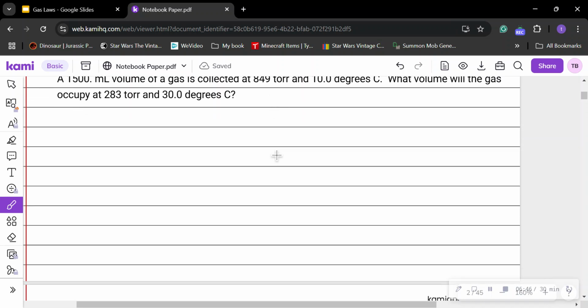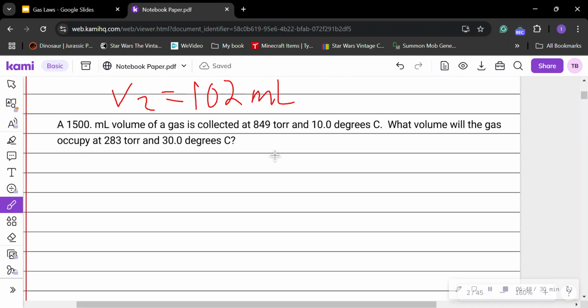So we'll move on to the second problem here. I'll read it, then I'll set it up while you pause the video and try to solve it, and then you check with me. A 1500 milliliter volume of a gas is collected at 849 torr and 10 degrees Celsius. What volume will the gas occupy at 283 torr and 30 degrees? I'll set this up, you try to solve it, and then we'll see what the answer is.